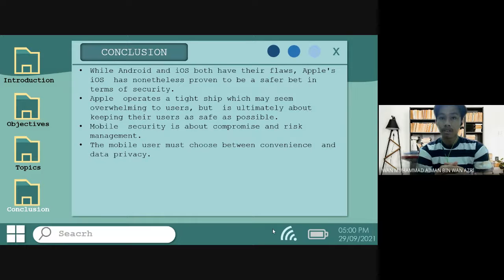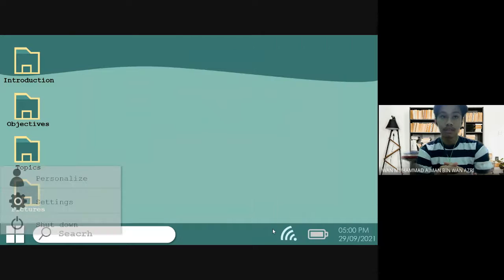Mobile security is about compromise and risk management, and how developers can reduce and minimize potential risk to consumers. The mobile user must choose between convenience and data privacy. In conclusion, we agree that iOS is more advantageous than Android OS in terms of security based on the comparison they made. That's all from us.